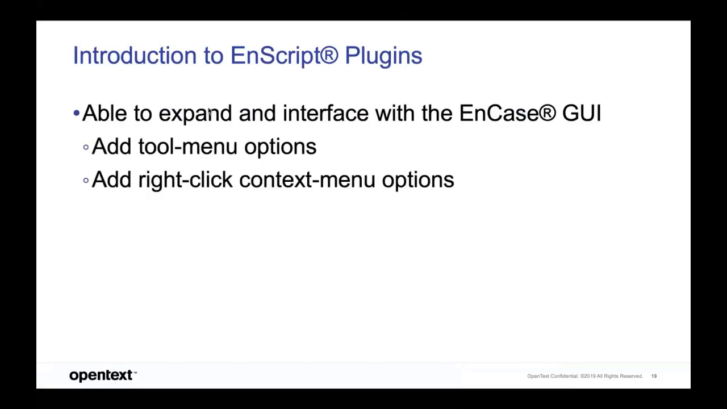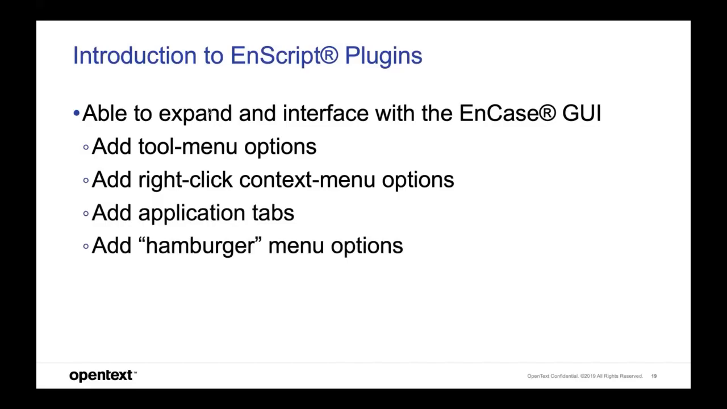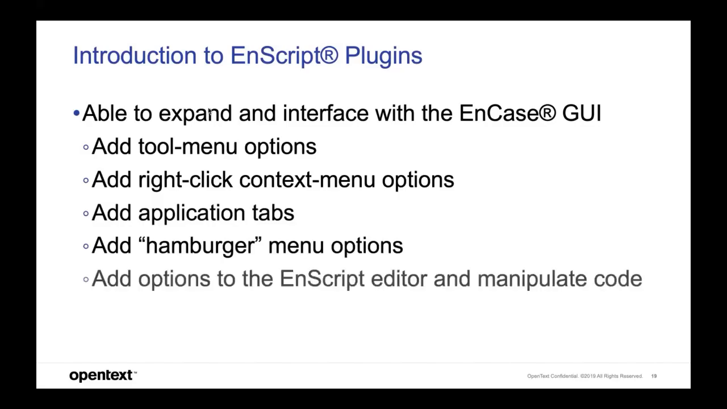For example, entries, artifacts, bookmarks, permissions, or pretty much anything else that can appear as a list in the EnCase GUI. Each plugin can also have its own application tab, like the Case Analyzer, as well as add menu options to what is sometimes referred to as the hamburger menu, which appears in the top right-hand corner of most tabbed window controls in EnCase. Finally, plugins can add options to the EnScript editor, thereby allowing code to be manipulated. We make very good use of this on our EnScript training course.